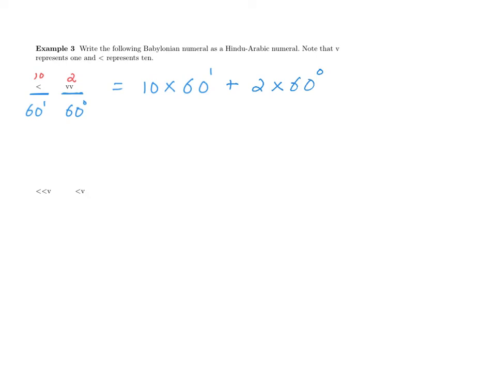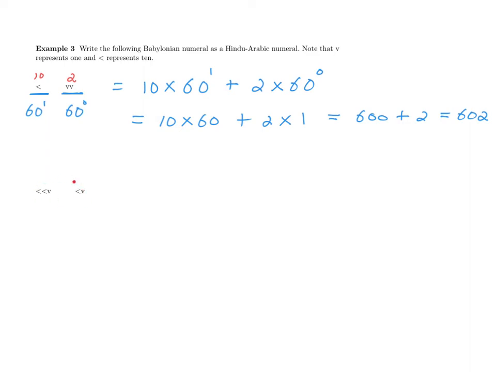All we need to do is simplify this number. Well, this is 10 times 60 plus 2 times 1. 10 times 60 is 600. 2 times 1 is 2. The base 10 number is 602. So this numeral here, the Babylonian numeral, is equivalent to this base 10 numeral 602. Let's try that again for this numeral here.